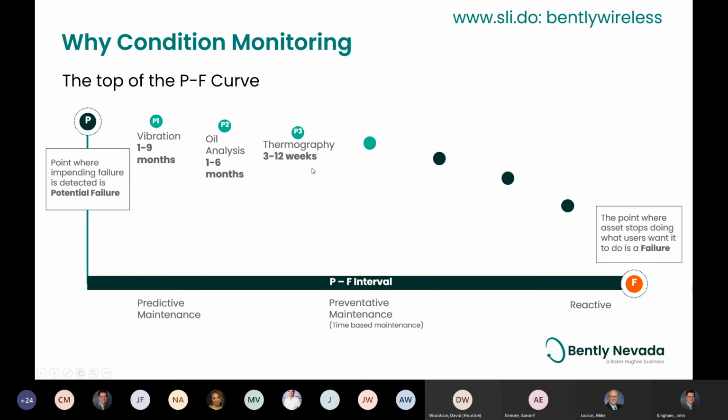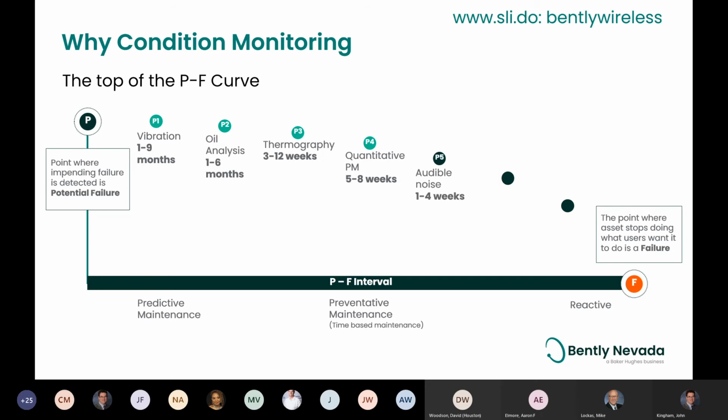Thermography, 3 to 12 weeks. I don't know any customers that are doing thermography more than annually. They're usually doing it on the electrical equipment because it's great for finding loose connections and so forth. And then quantitative preventive maintenance task. That's a preventive maintenance task where you're actually measuring something. So maybe you're measuring the viscosity of the oil. That'll give you 5 to 8 weeks.